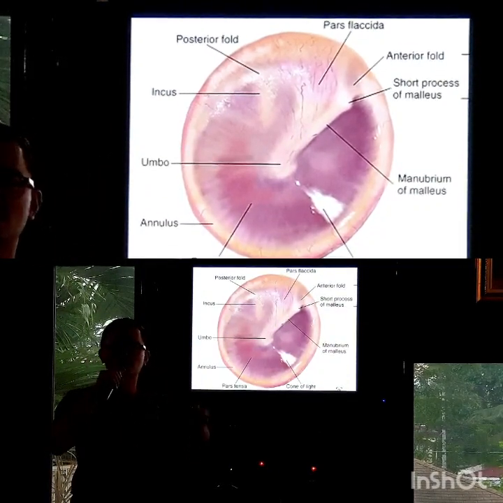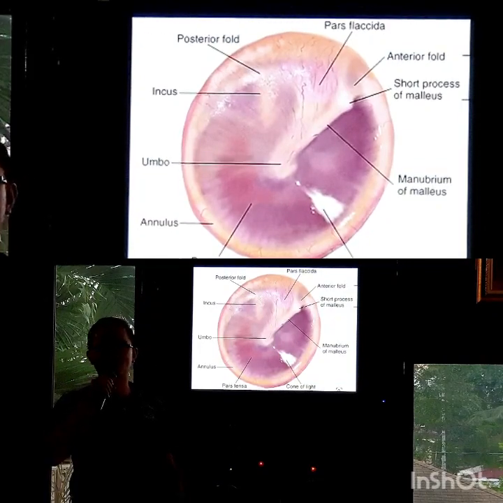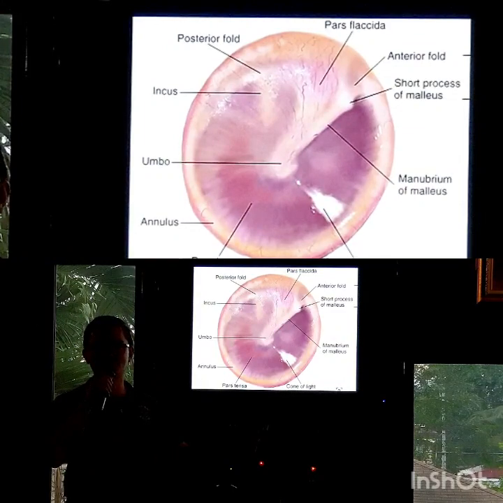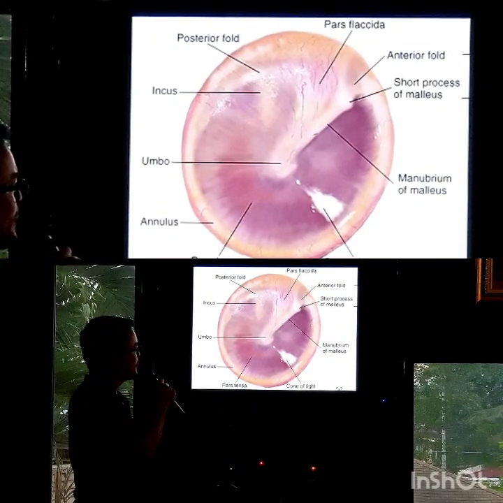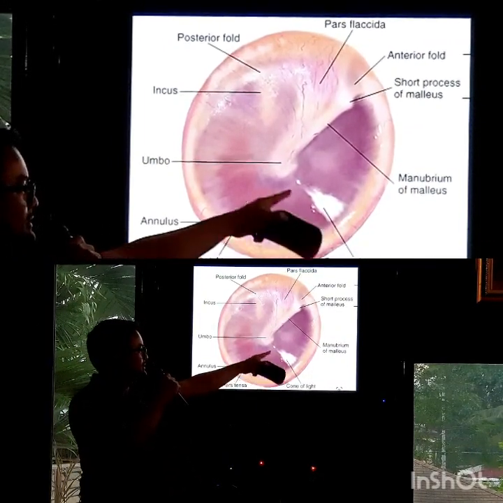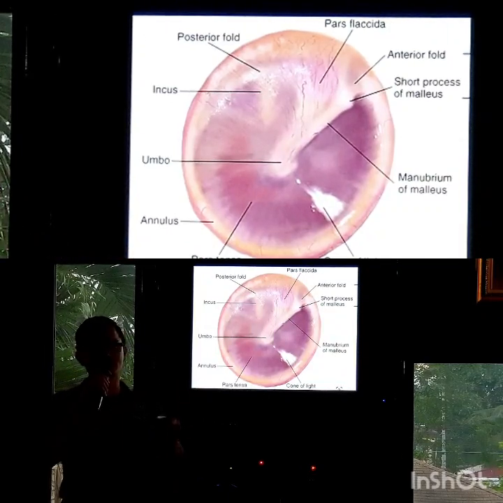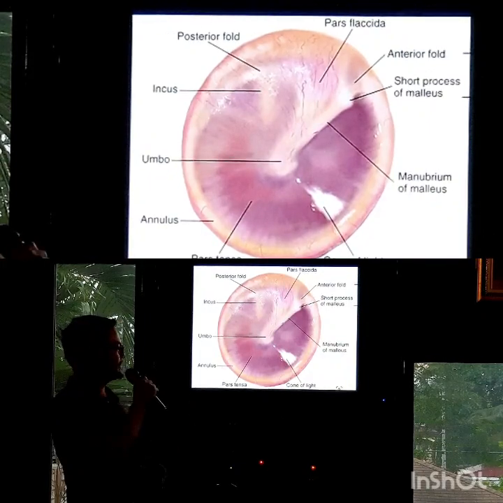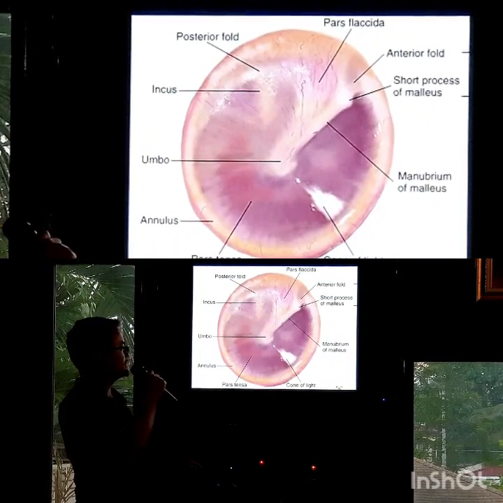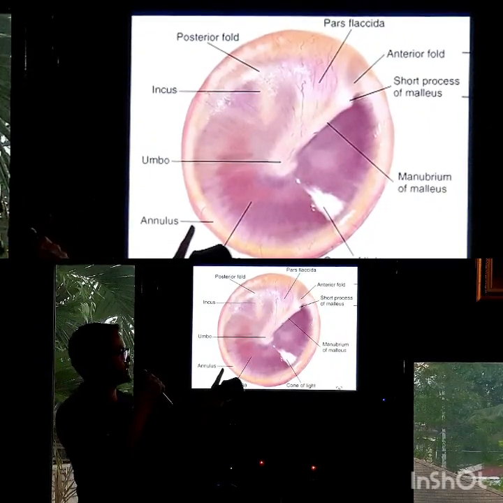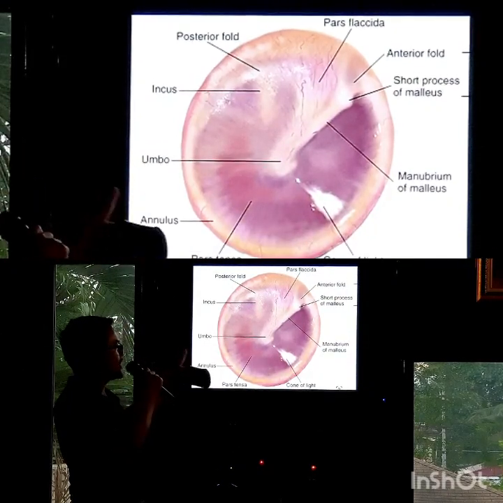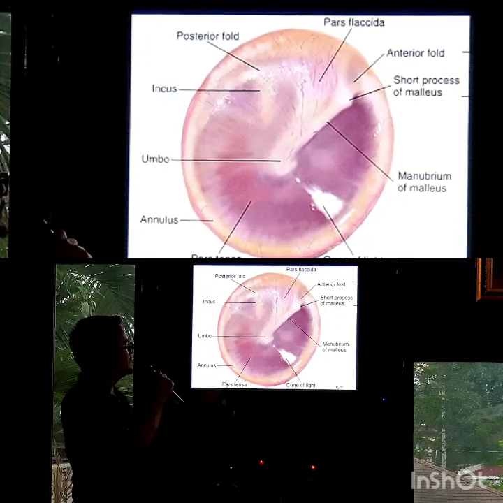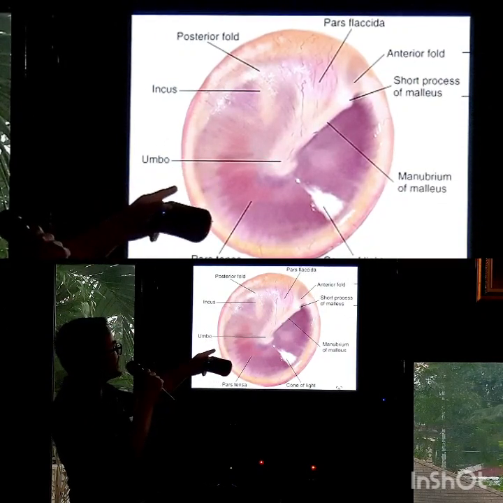Can anyone guess what side of the tympanic membrane this is? Is it the right ear or the left ear? Okay, this is the right ear. How do I know? Because of the cone of light. You see that? The cone of light is always anterior-inferior in a normal ear. So, anterior-inferior. If this is anterior and this is posterior, you expect the nose to be there and the occiput to be here. So this is a right side eardrum. Okay? You have the handle of the malleus.